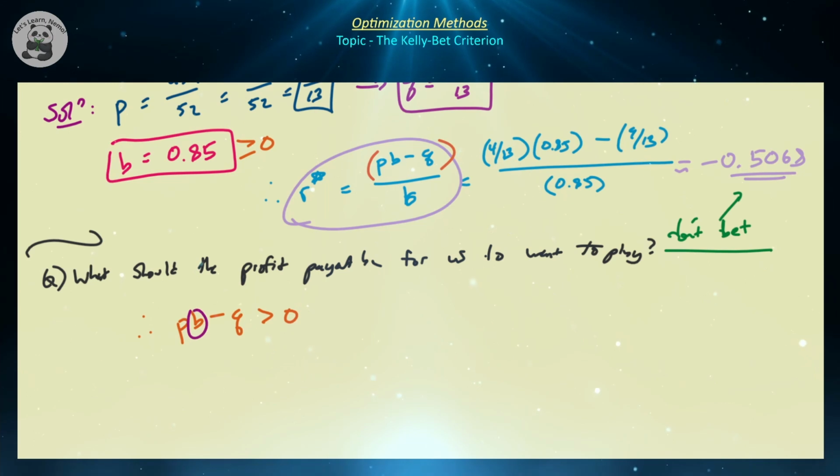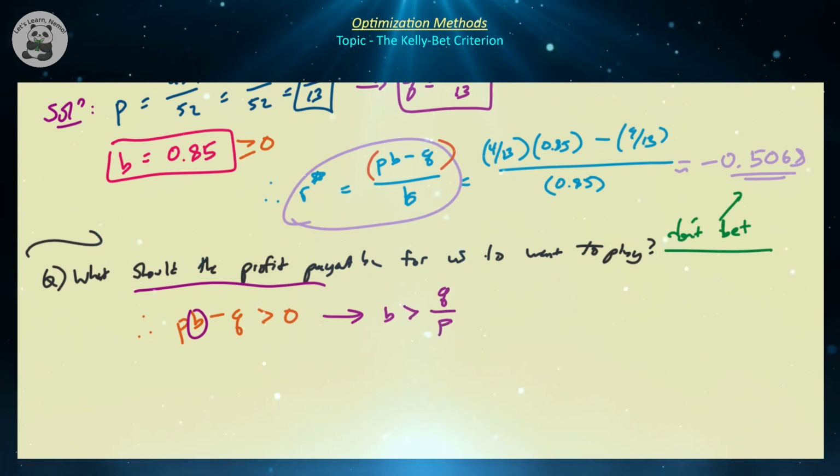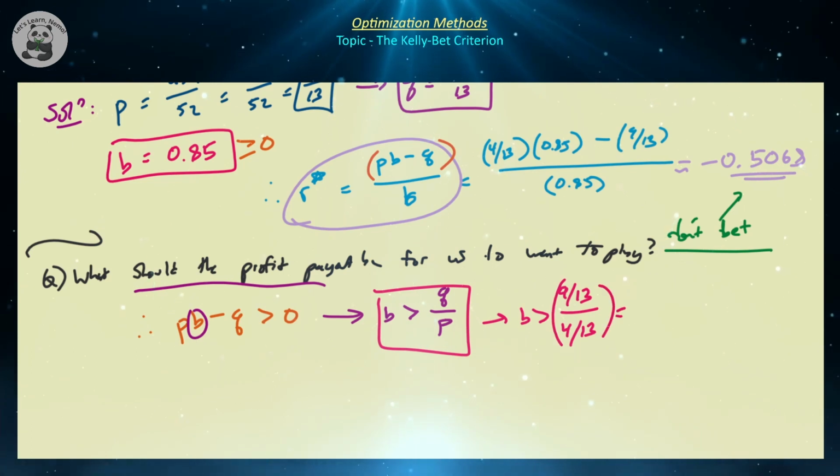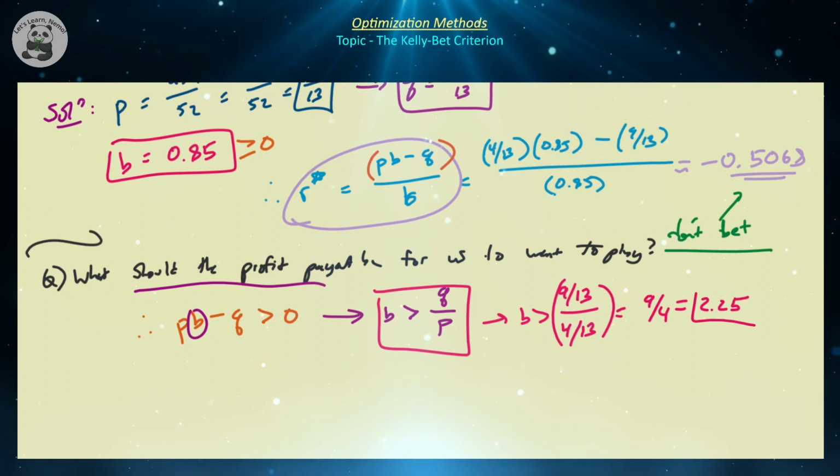So our focus is B. That's associated to the profit. Generally speaking, that means B must be greater than Q over P, which is the odds in favor of losing. And in some sense, that makes sense. So B must be greater than, for our example, 9 over 13 all over 4 over 13, which is going to be equal to 9 over 4, which as a decimal is 2.25.